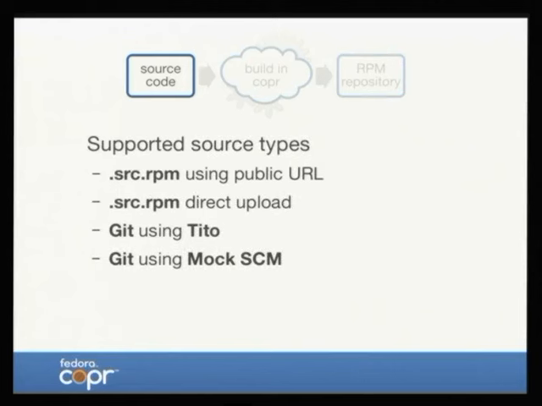The first is source code. We actually support 4 types of source code now. You can have source RPM, which you can submit, actually upload to any public server. This was the initial functionality, and about half a year ago, it was the only one. And then we added storage to Copr, so we are able to store the source RPMs, and also we can build directly from Git using Tito or the mock-SCM plugin.